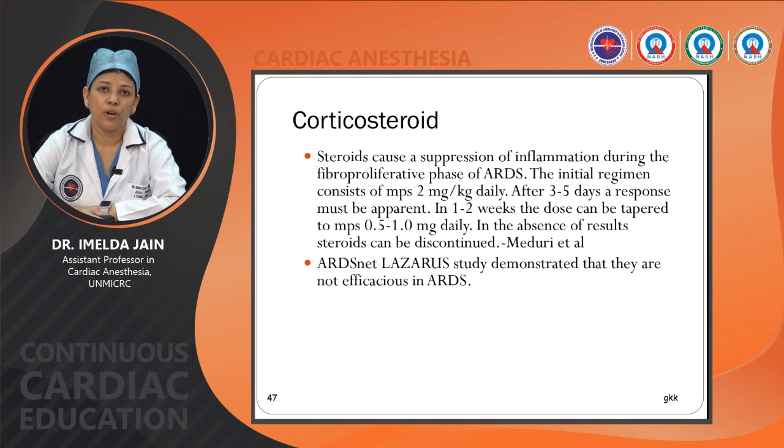Coming over to the use of corticosteroids in ARDS. The use of corticosteroids is still a controversial topic in ARDS. What happens is, when we use steroids, they cause suppression of inflammation during the fibroproliferative phase of ARDS. The initial regimen consists of using 2 mg per kg of methylprednisolone, and the response normally comes after 3 to 5 days of use of steroids. In 1 to 2 weeks, the dose can be tapered to 0.5 to 1 milligram per kg. This was first described by Meduri et al.